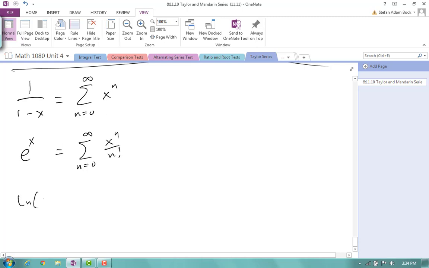The natural log of x plus 1, which is a left shift, so instead of having a center of 1 like I just did before, I'll have a center of 0. This is equal to the sum from n equals, not 0, but 1, to infinity of negative 1 to the n minus 1, x to the n divided by n.